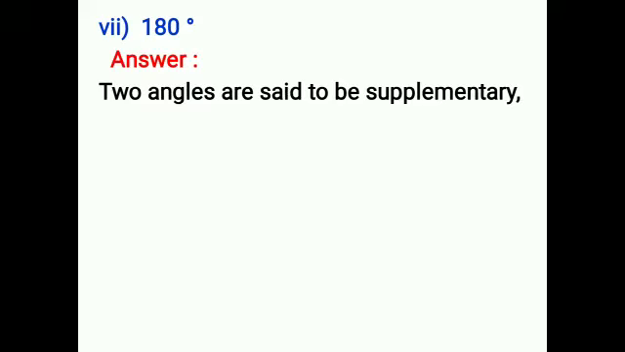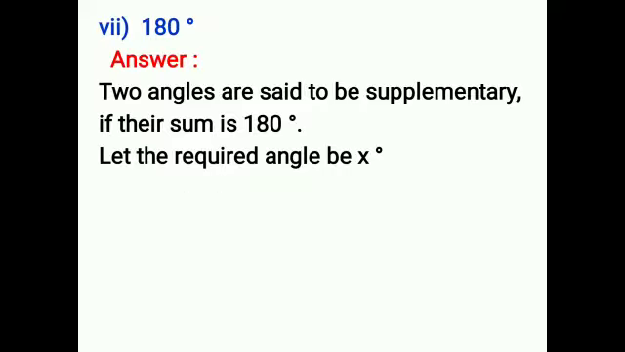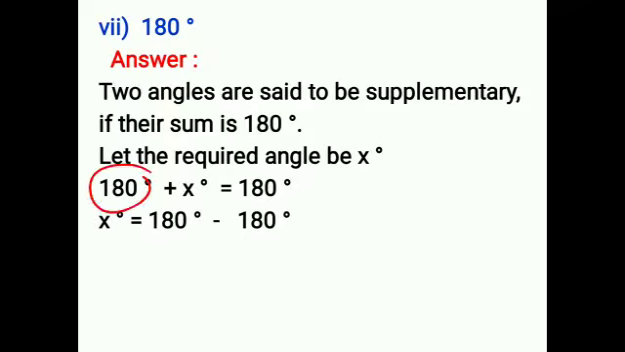Let's solve the next example. Example number 7, 180 degree. We have to find the supplement of 180 degree. So two angles are said to be supplementary if their sum is 180 degree. So let the required angle be x degree. So we know that 180 plus x degree is equal to 180. In the left hand side the sign of 180 is plus, so shift this 180 to the right hand side. So here middle sign is minus. So 180 minus 180, what is the answer here? 0 degree, correct?